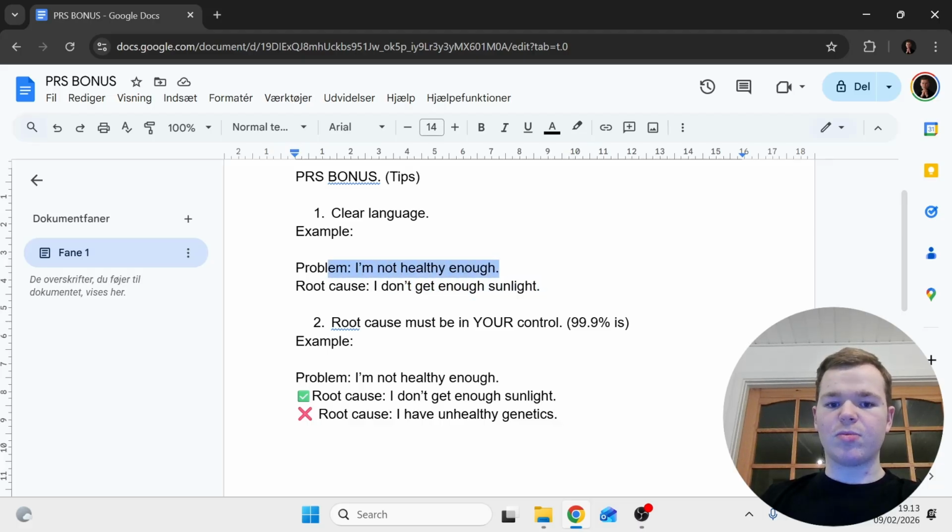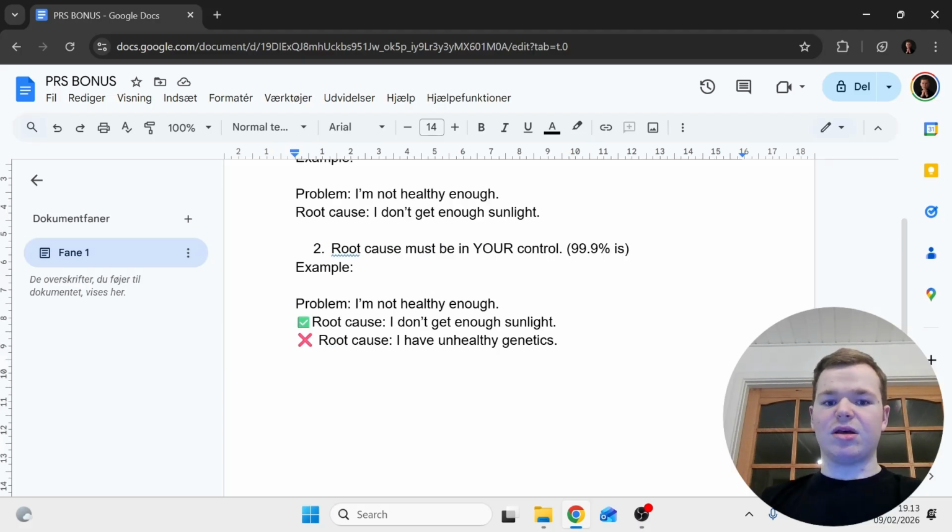Like, the problem shouldn't be I'm not healthy enough. The problem should be I'm not this healthy. You want to be specific with how healthy you want to be if this is the case, or with how much sunlight you actually want to get. And then secondly, your root cause must be in your control, which is what 99% is.